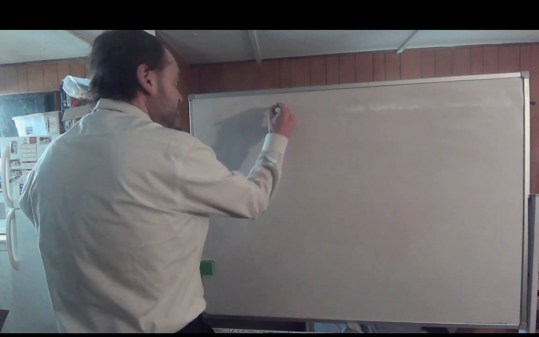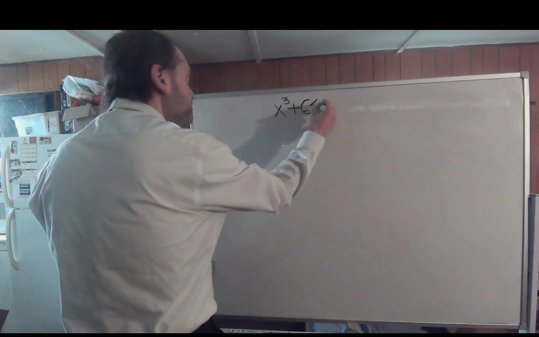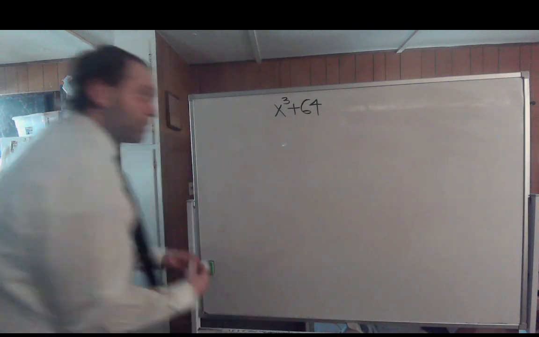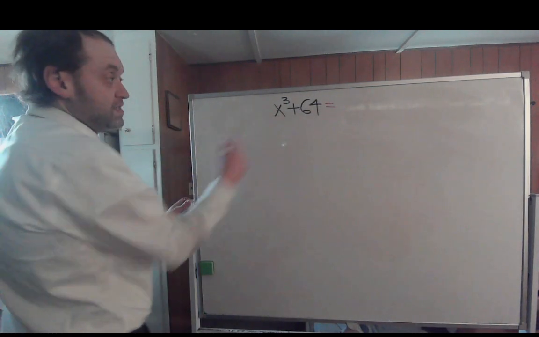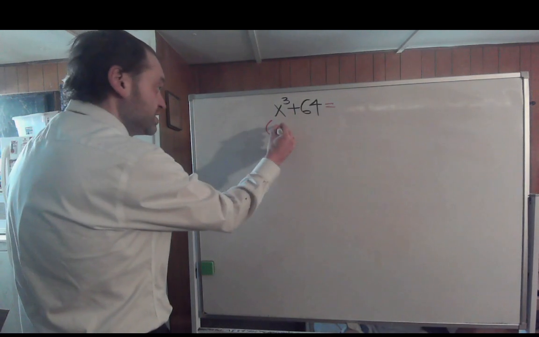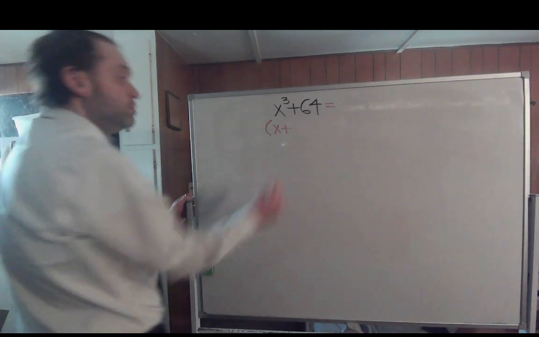What if we have a sum of cubes this time? We have x to the third plus 64. So we've been given x to the third plus 64. How are we going to factor that? Well, for your first factor, what's the cube root of x? That's just x, plus what's the cube root of 64? Well, that'd be 4.